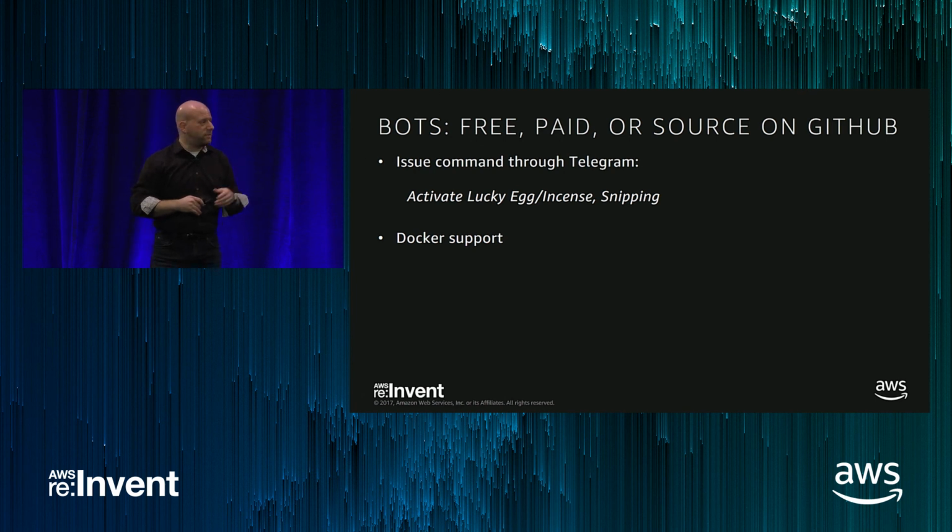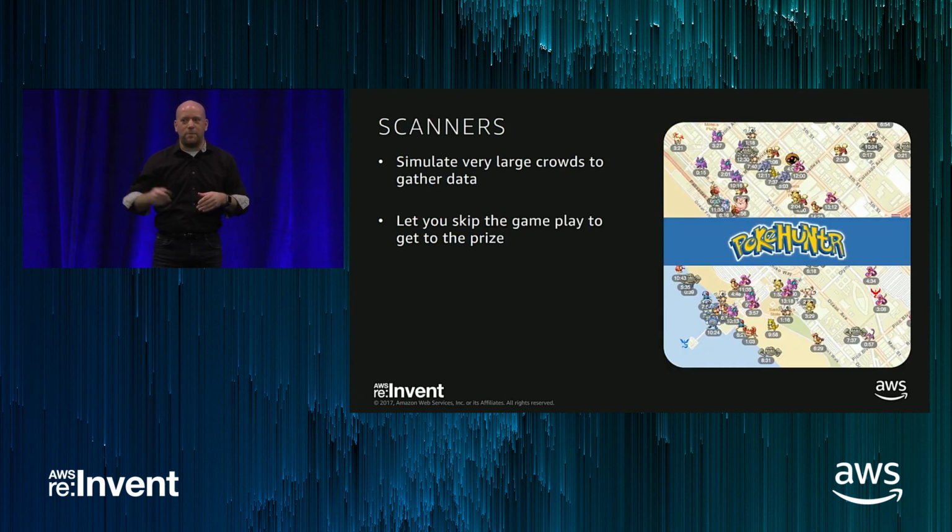Then there's scanners. So I showed you the basic map of Pokemon Go, and this is how you find Pokemon. Or you could use a scanner if you're the kind of person who wants to just flip to the back of the book and read the ending, and you don't really care about the 300 pages between the start of the book and the end of the book. What's a scanner? It's a map that shows me exactly where every Pokemon is around me.